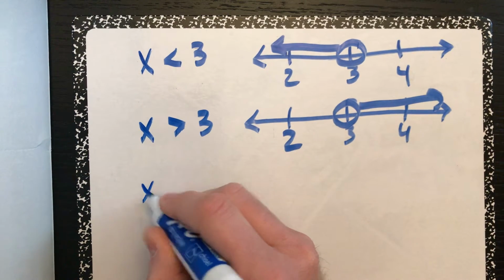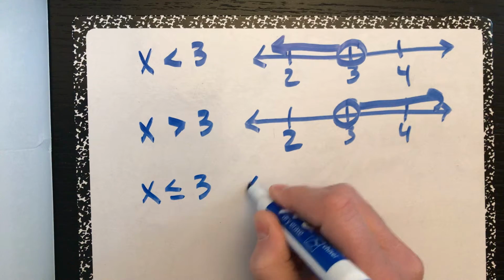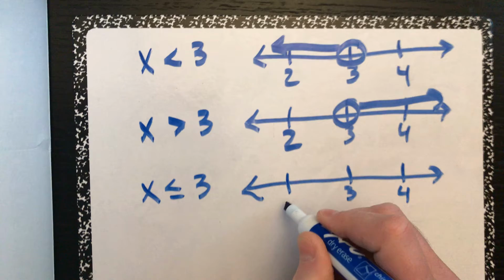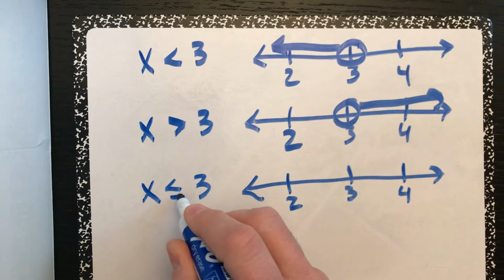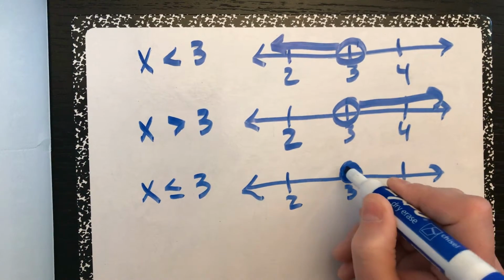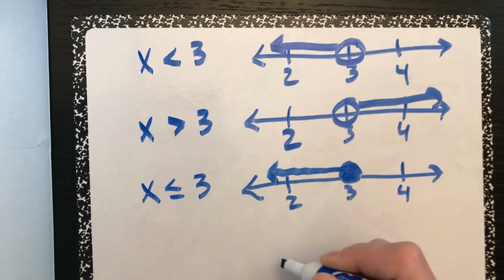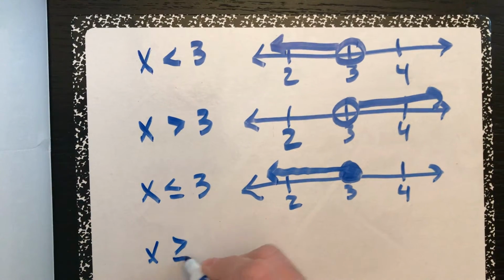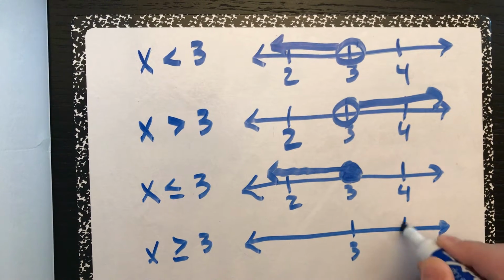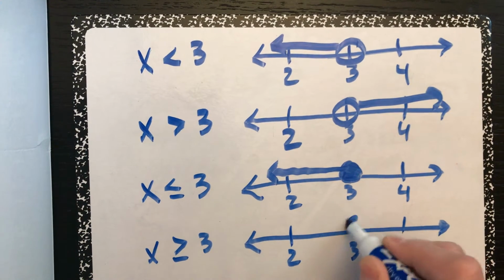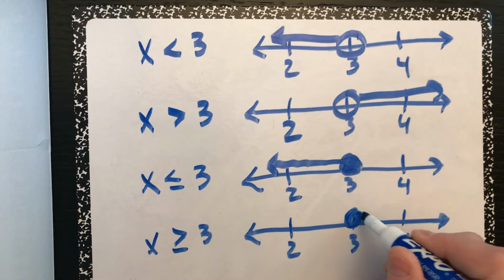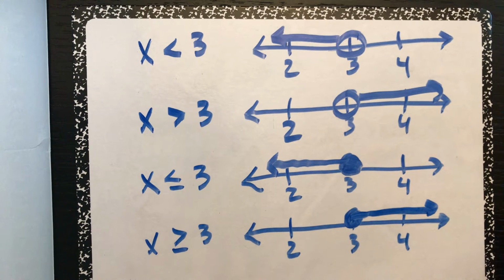Now, let's say it was x is less than or equal to 3. All right, so we have our number line here. If it's less than or equal to, we need to include the 3. So we fill the circle in, and it goes that way. And then if we had x is greater than or equal to 3, then we have our number line, and it's a filled-in circle to show that I'm including the 3 because it's equal to as well. And it goes this way, okay?